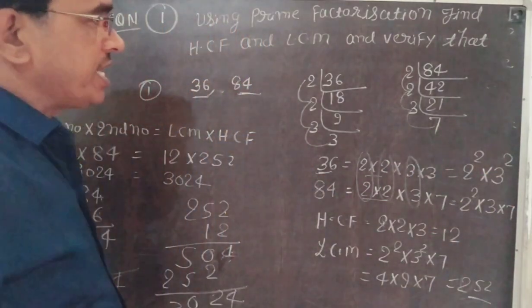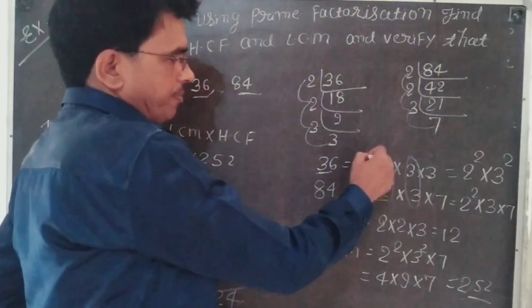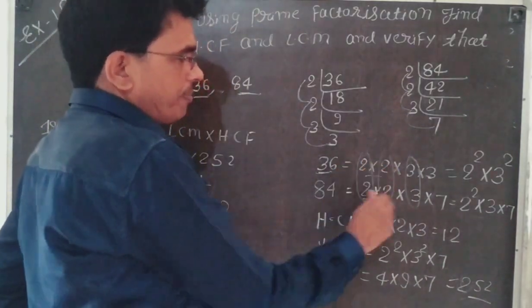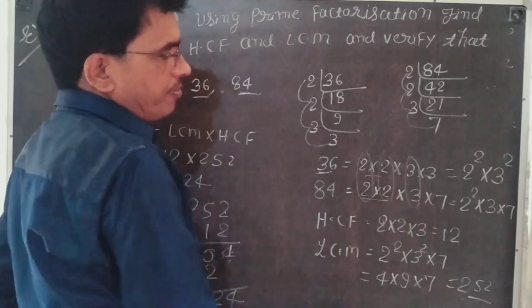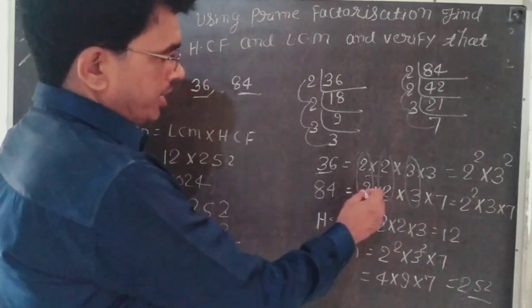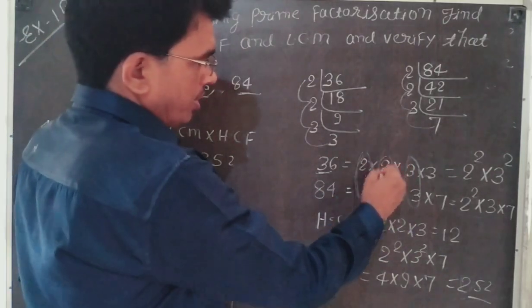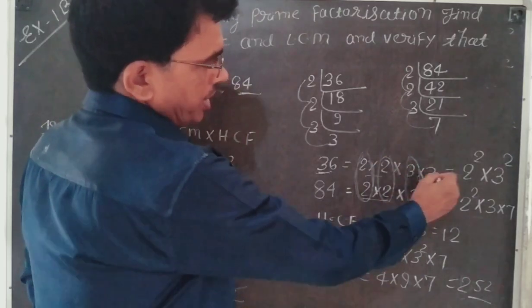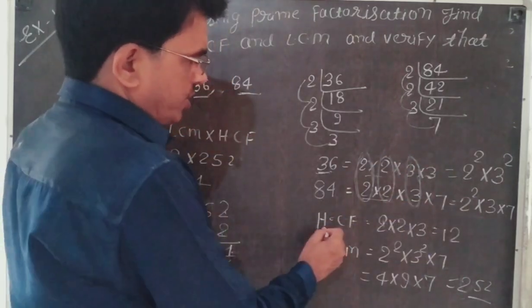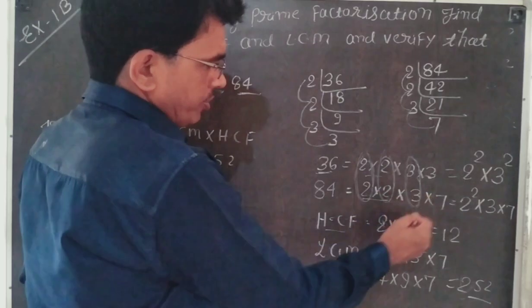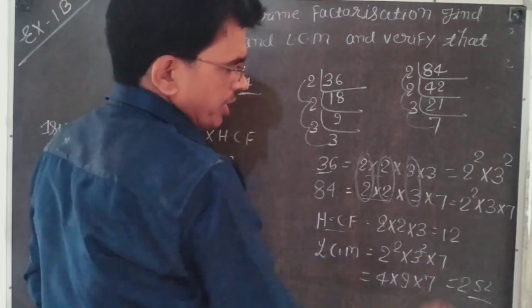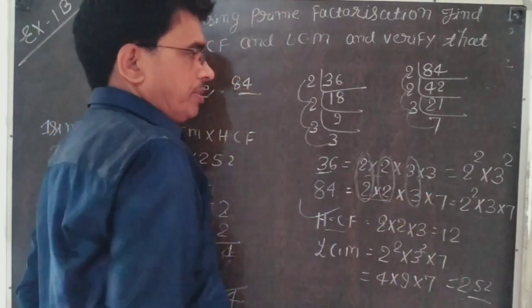First you find the HCF, the common factors between them. There are two numbers only, so take what is common between them. If there are 3 numbers, then take what is common among them. Here 2 is common, 2 again common, 3 common. There is no other common factor. So HCF is equal to 2 into 2 into 3, so it is 12. So HCF is 12.